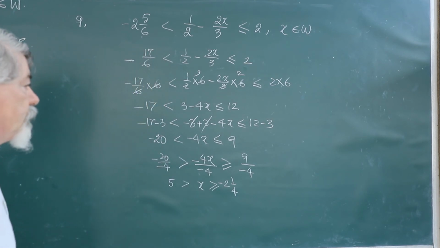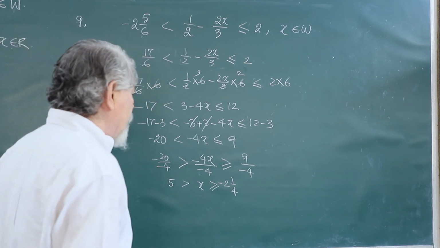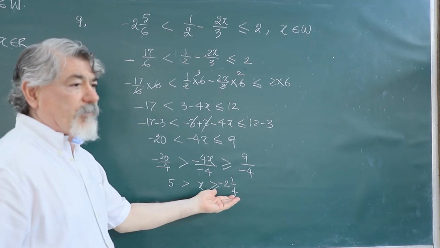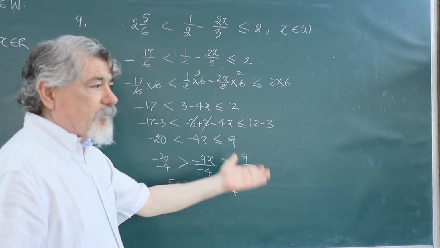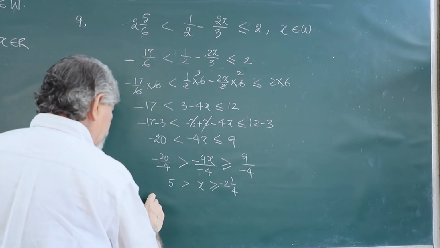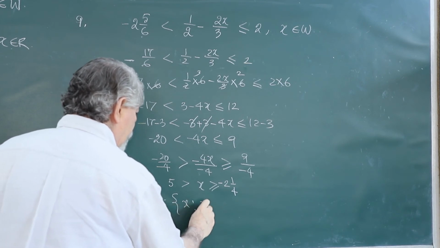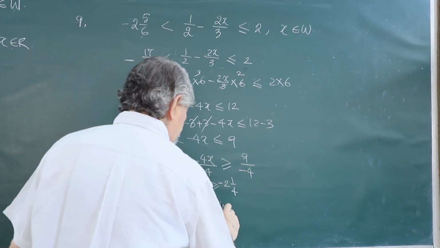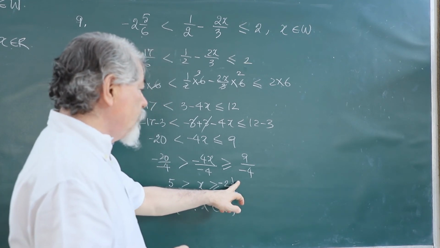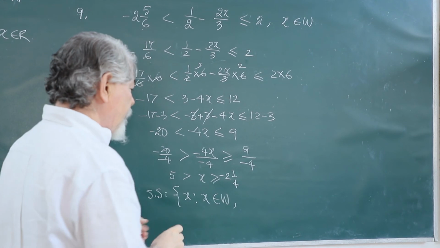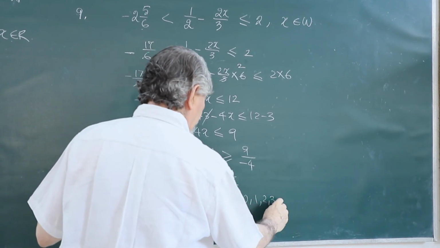2.25, yes, 2.25, it is negative, and it belongs to a set of whole numbers. So I would not bother about minus numbers because whole numbers start from 0. Now solution set will be x belongs to a set of whole numbers, and x is greater than equal to minus 2 and 1 upon 4, less than 5. So 0, 1, 2, 3, 4.